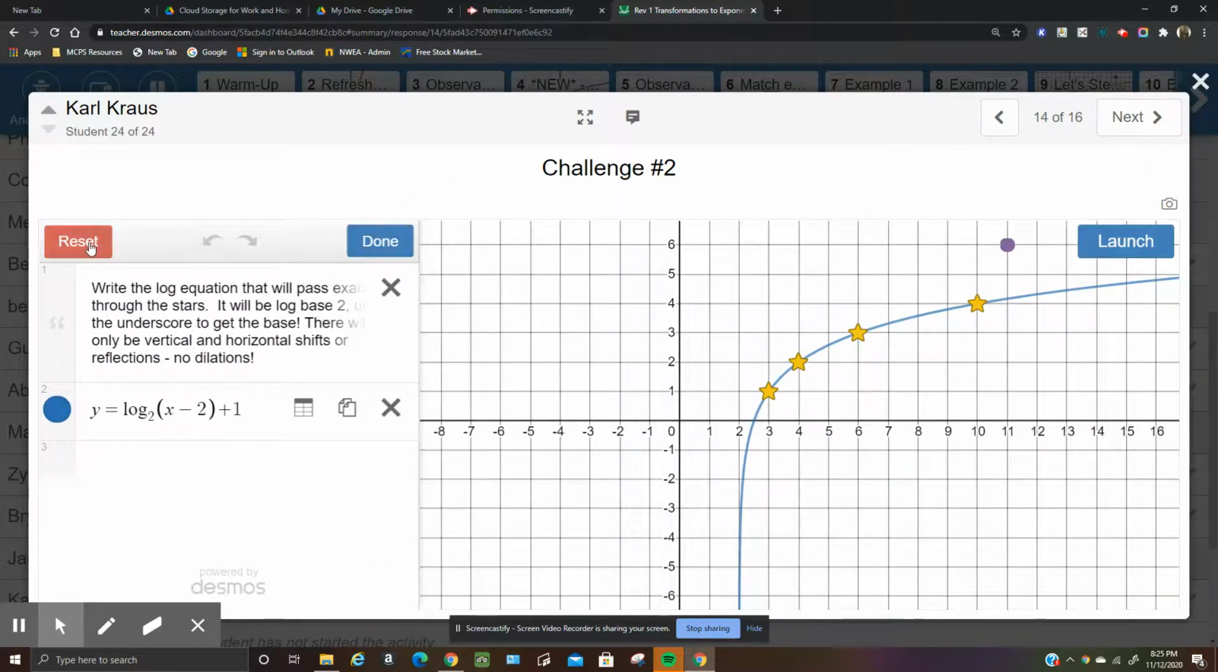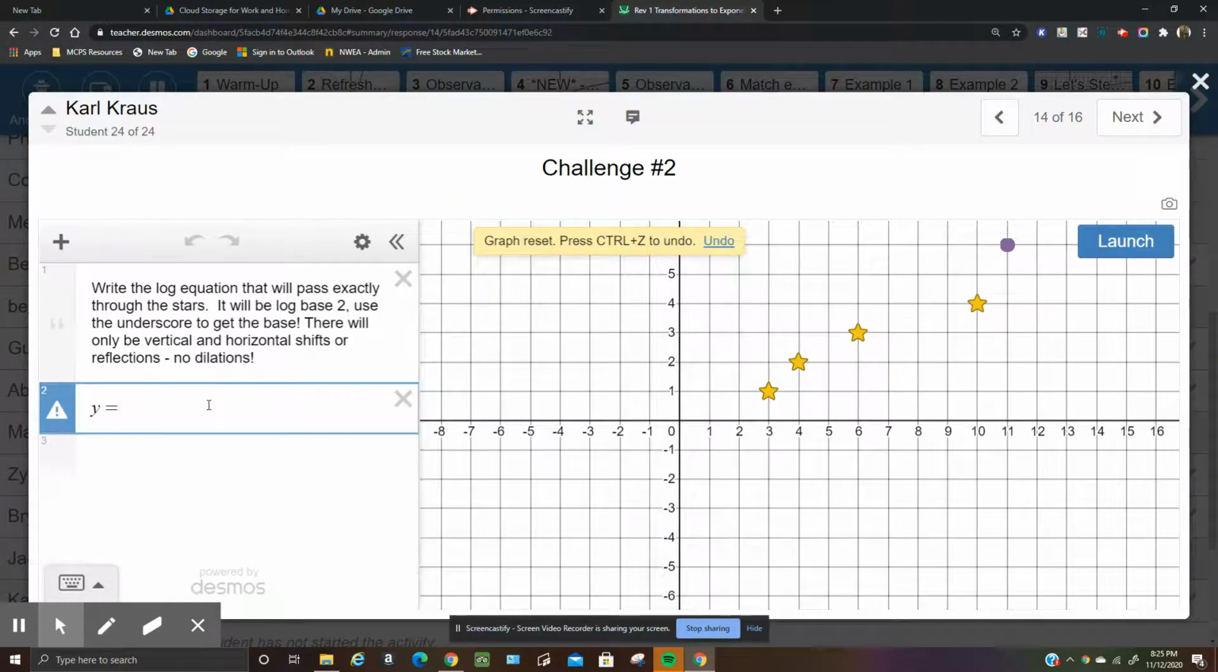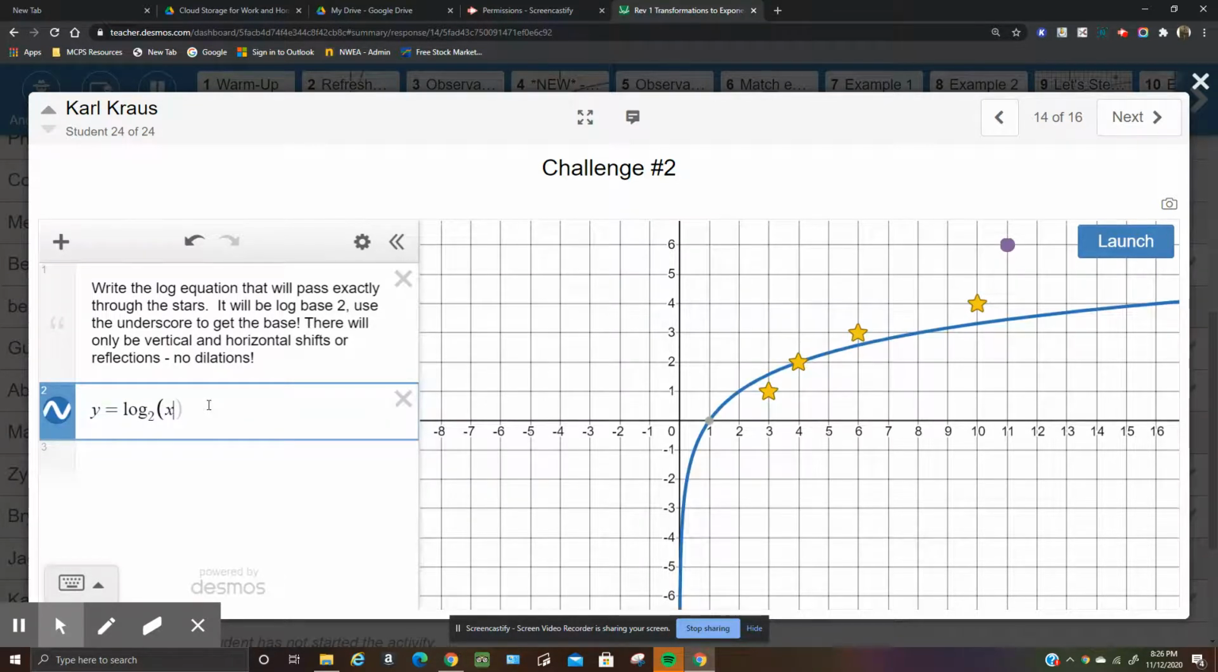Let's reset this one. So you want to do log base 2 again, and there's log base 2 of x. Looks like I want the asymptote to be at 2 there, so all right, x - 2, and then let's try to move it up a little bit. So +1, that works.